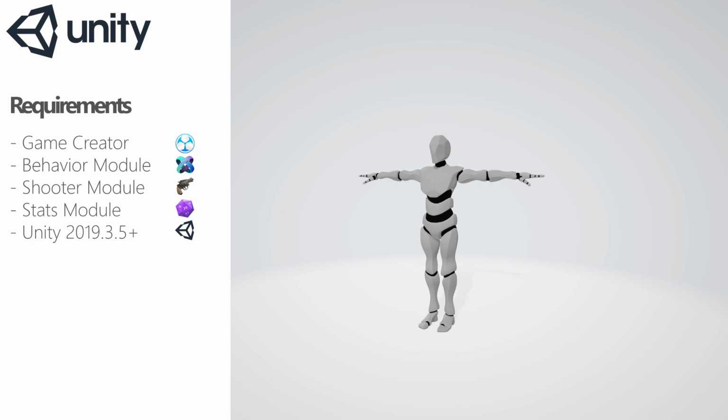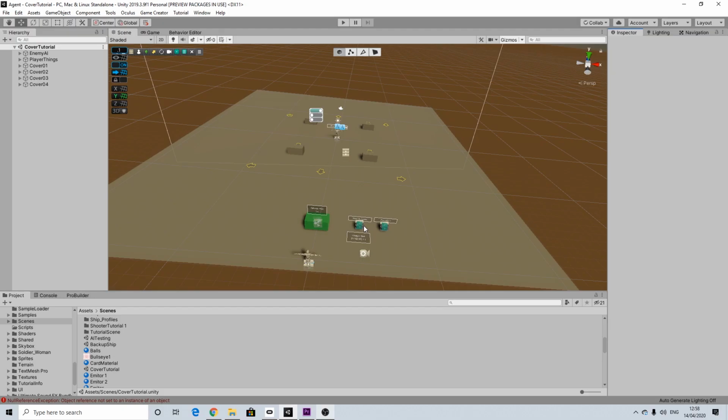In order to achieve this we will need Unity 2019.3.5 or higher, Game Creator itself, and we will need the behavior, stats, and shooter module. What I will be showing here today is one of the ways to do things, but there are many other ways to achieve the same. The goal here is to create a base from which we can expand upon if needed.